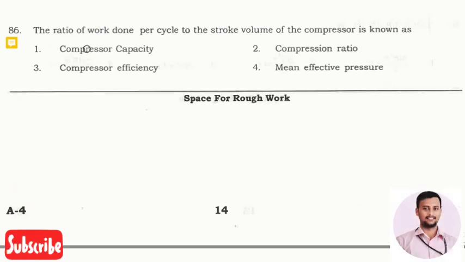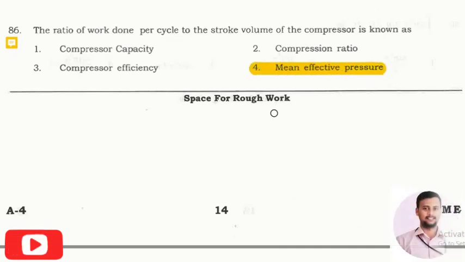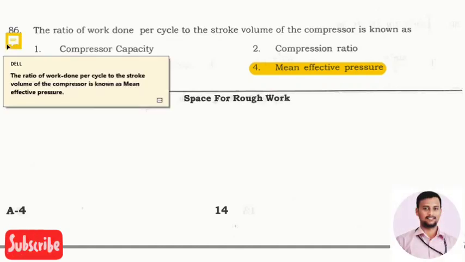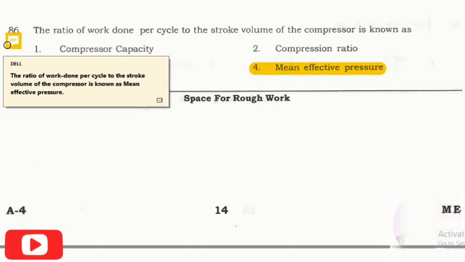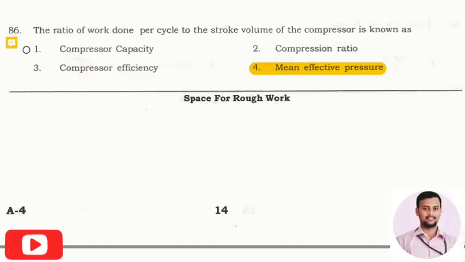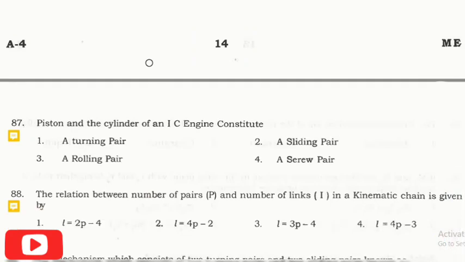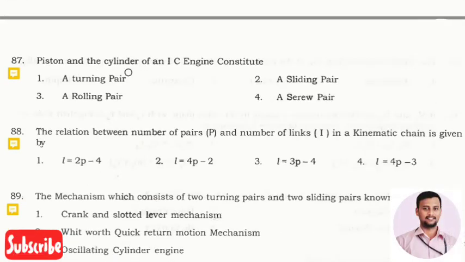The next question is, the ratio of work done per cycle to the stroke volume of a compressor is known as, that is option 4, that is mean effective pressure. So mean effective pressure is defined as the ratio of work done per cycle to the stroke volume of a compressor. The next question is, the piston and cylinder of an IC engine constitute which pair?